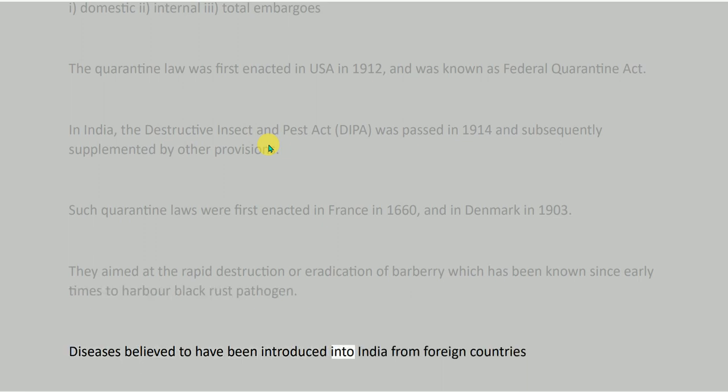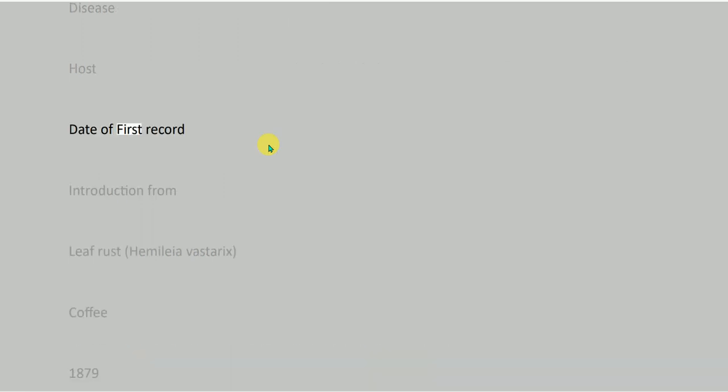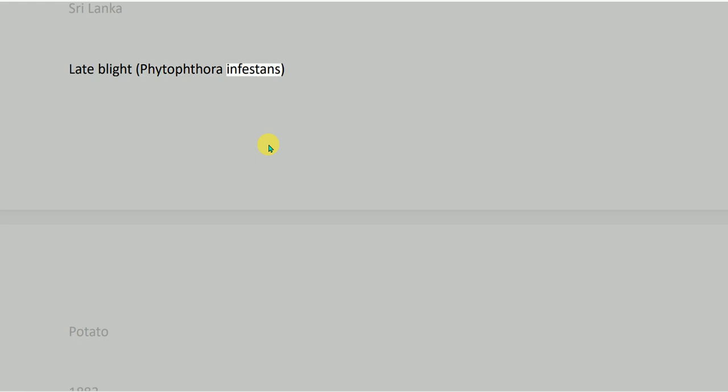Disease, host, date of first record, introduction from: Leaf rust, Hemileia vastatrix, coffee, 1879, Sri Lanka. Late blight, Phytophthora infestans, potato, 1883, Europe. Downy mildew, Plasmopara viticola, grapevine, 1910, Europe. Downy mildew, Pseudoperonospora cubensis, cucurbits, 1910, Sri Lanka.